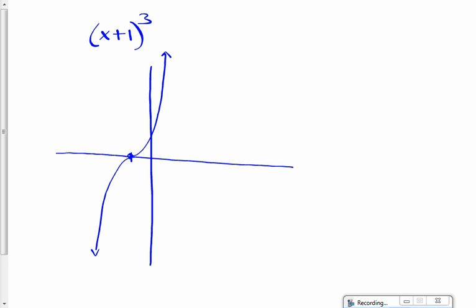Because we said the interval was from -1 to 1, we've cut it off here and here. The average rate of change is represented by this, just in a different color.